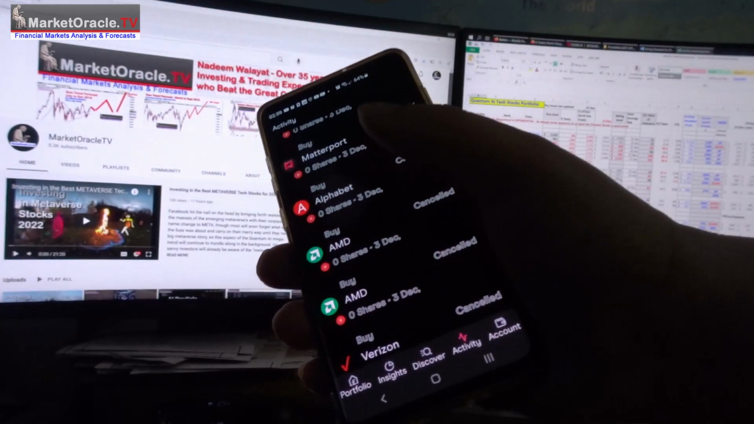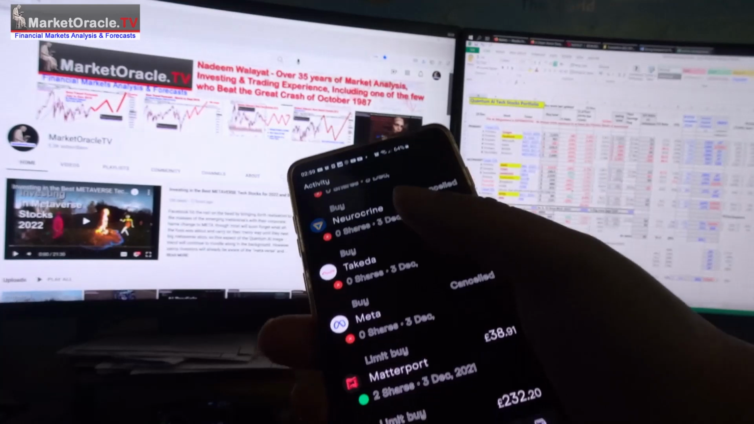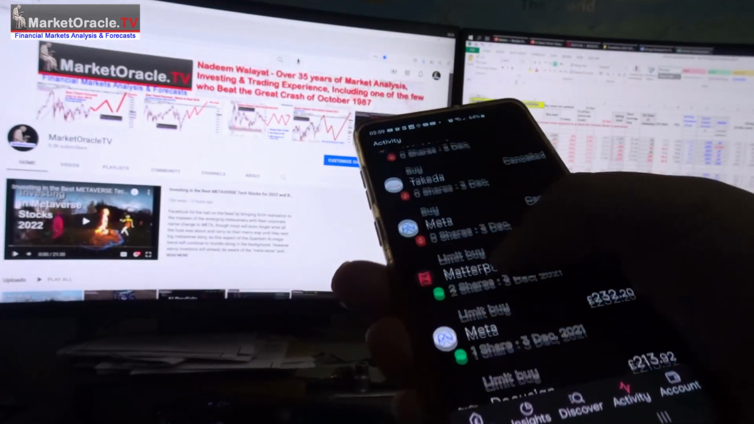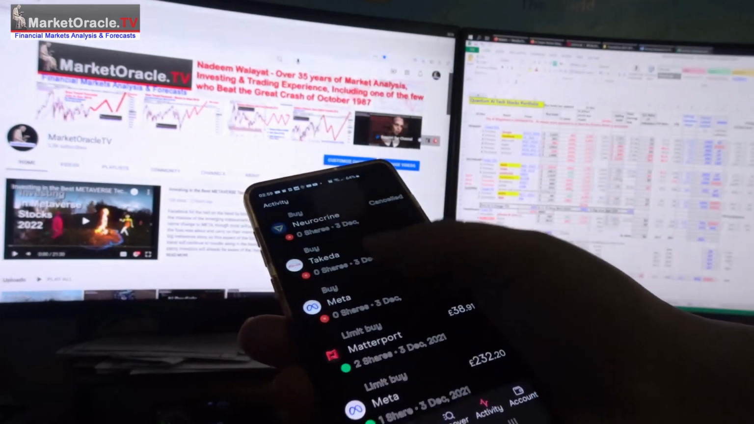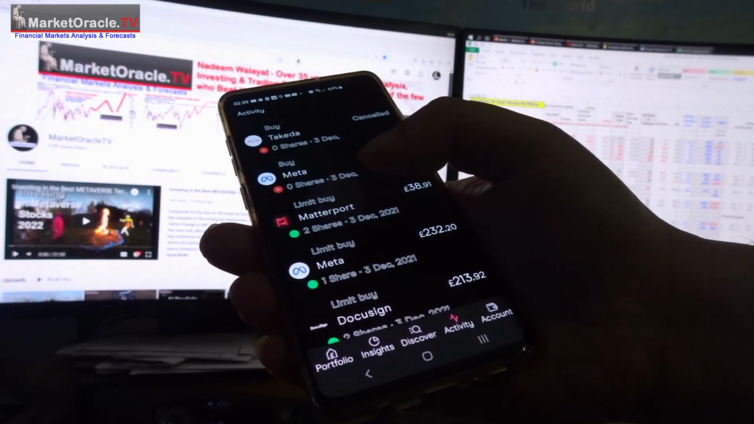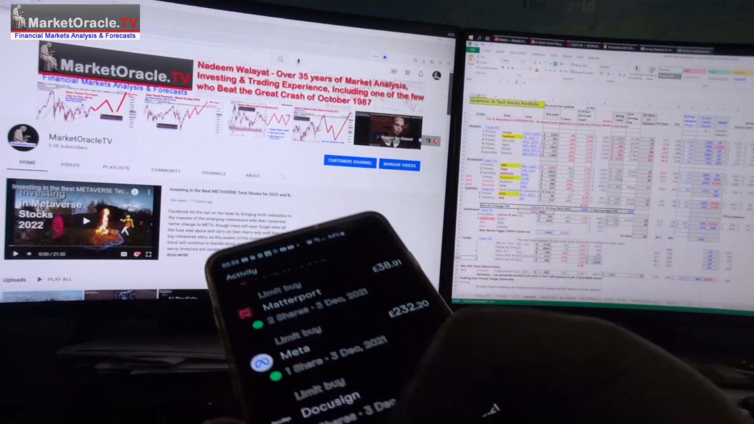FREETRADE. I've been with FREETRADE for nearly a month now, paying £10 extra a month for the privilege of being able to place limit orders. I use them mainly for the ISA. In fact, I only use them for the ISA. I transferred a cash ISA to them to get started, 18 grand.